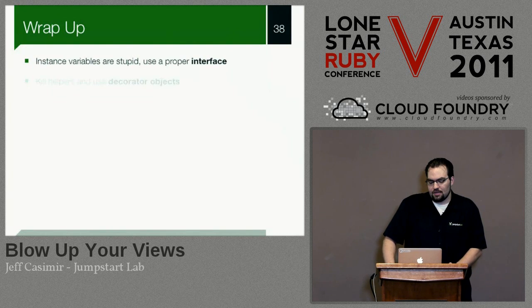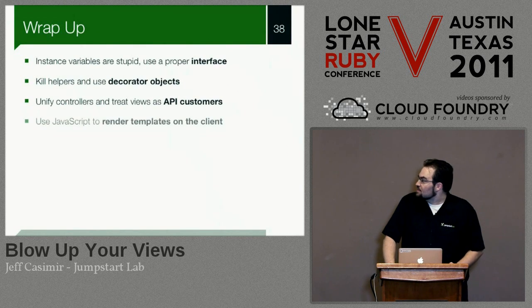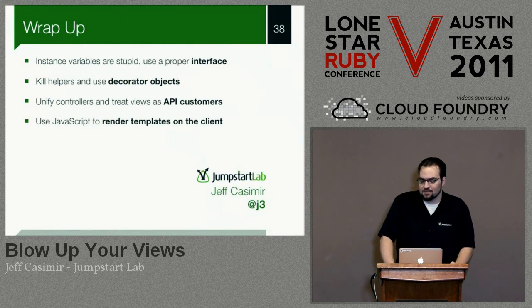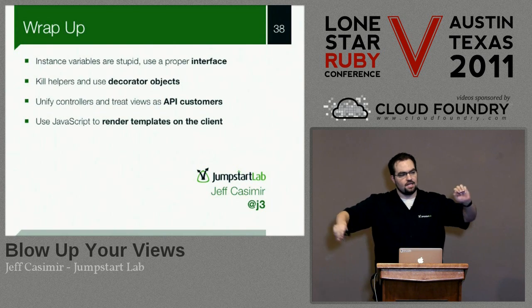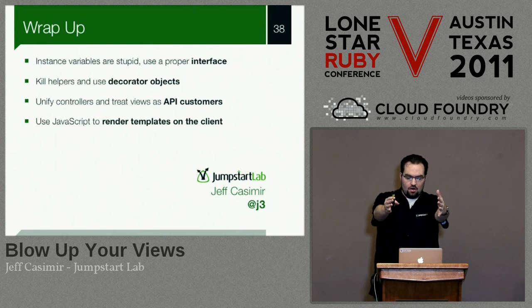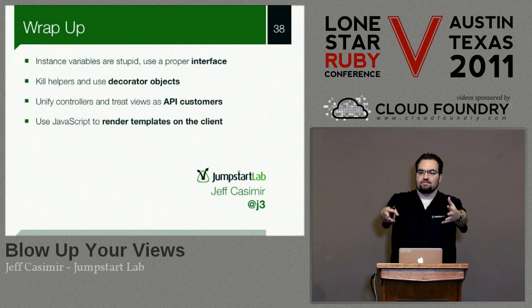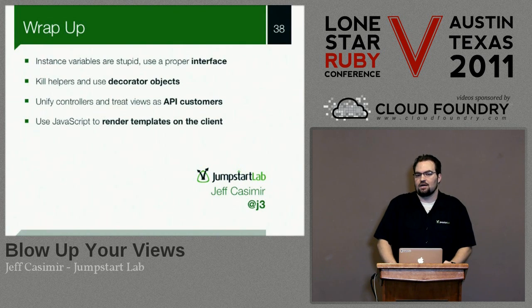So, wrap it up. We got that. Instance variables, hate them. I love models in the view layer, use decorators. I might be able to show it to you while I'm answering questions. You could unify your controllers, no longer have this divide between HTML and API, just have it be all API, and then let JavaScript do its job. Send the hard work down to the user because their machine is just sitting there like, please let me do something, please let me do something. Give them the work, all right?